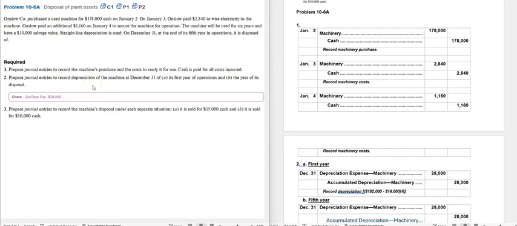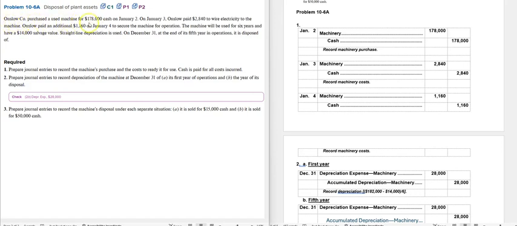We have now looked at the accounting for the cost of a long-term asset when it's acquired. We have looked at how we spread that cost over the asset's life, recording it as an expense using 3 different methods. Now let's talk about what happens when we get to the end of an asset's life and we're done with it and we're getting rid of it. We're disposing of it. So this problem is looking at the disposal of plant assets.